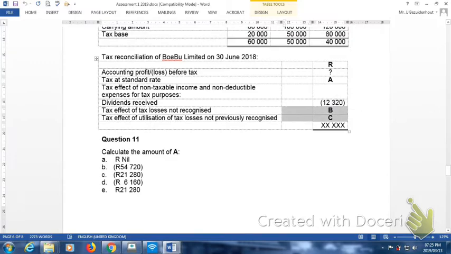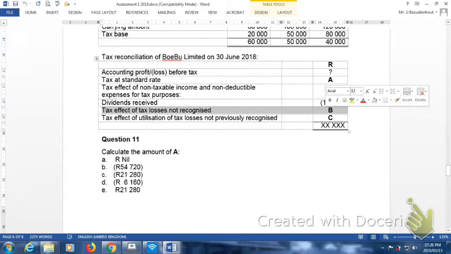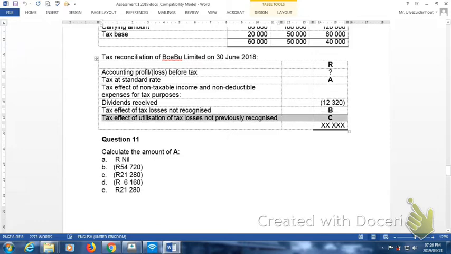The tax effect of the unrecognized portion of the current year is the 4,480. There were no unutilized amounts the previous year. That wasn't there. So it's just the current year, which you have the 4,480, which will be in number B, and you will have the 0 in number C. Now we can go back to question number 11.